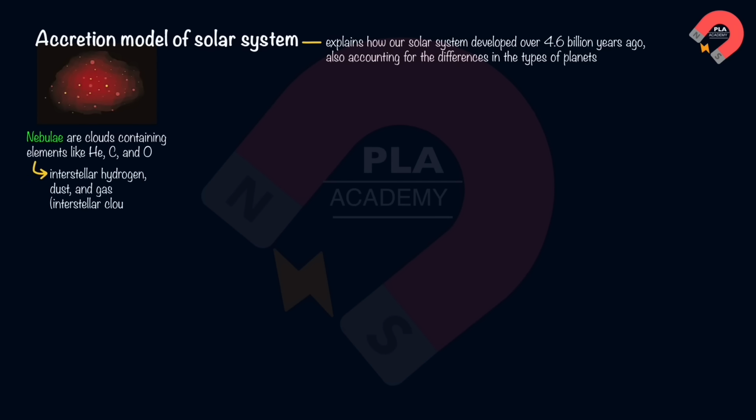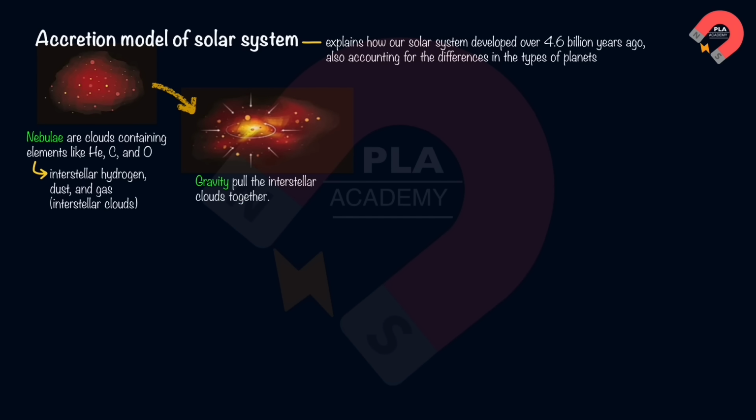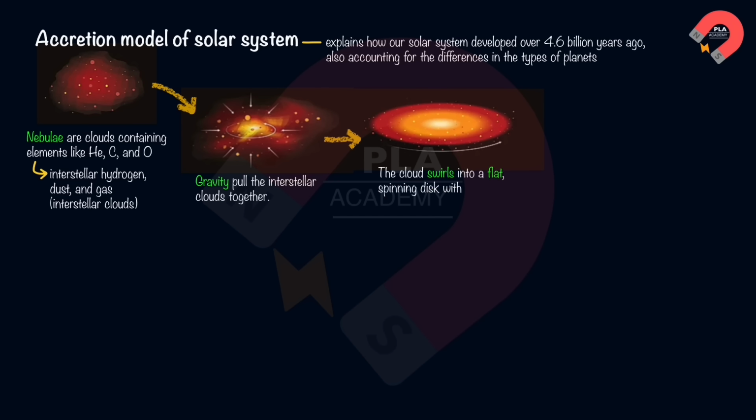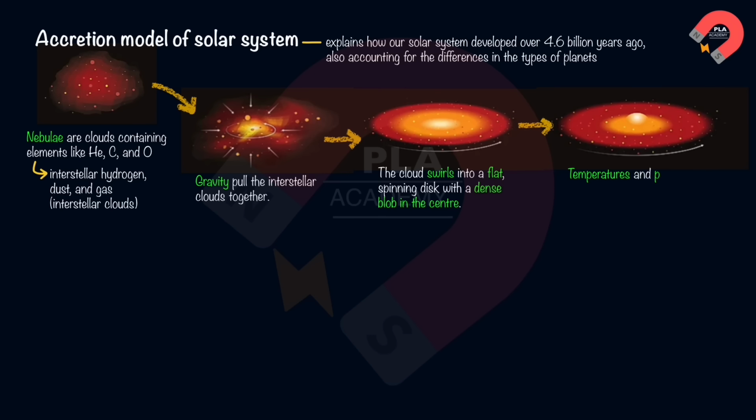It is called interstellar clouds. Gravitational forces, or gravity, pull the interstellar clouds together. The cloud swirls into a flat, spinning disk with a dense blob in the center. Temperatures and pressures at its core trigger thermonuclear fusion, and the blob begins to shine as a star.